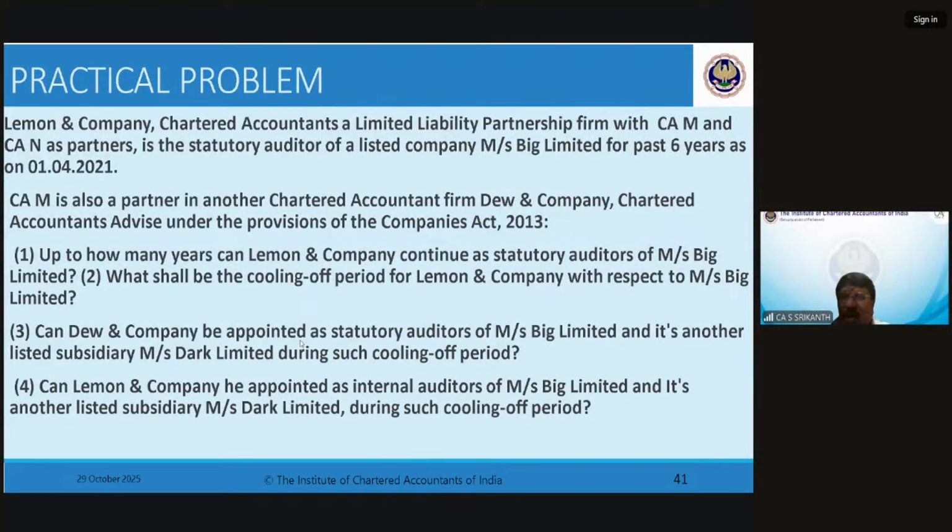Correct, Steffi. You are right. You have understood. According to section 144, an auditor cannot serve as internal auditor when they are statutory auditor. But at the time of cooling period, they can be internal auditor because they are not statutory auditor. It means exactly that. Thank you, madam.